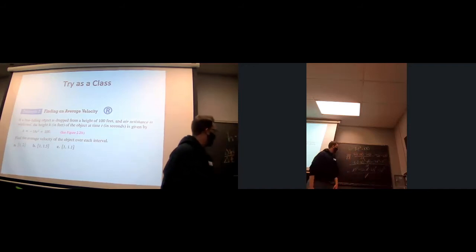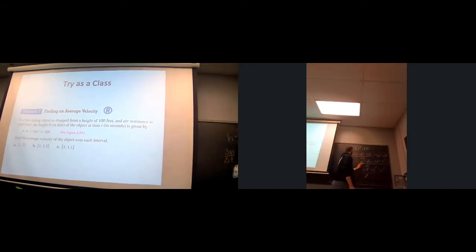Okay. So I'm going to go ahead and erase all this work. So now we have an equation for the average velocity for any given time interval. Agreed? So let's look at this part A here. Part A wants us to find the average velocity from time equal to 1 to time equal to 2.